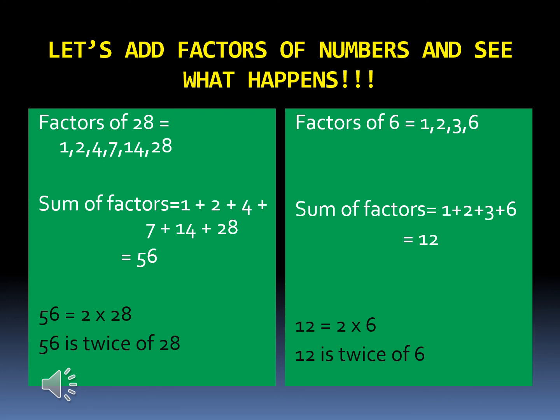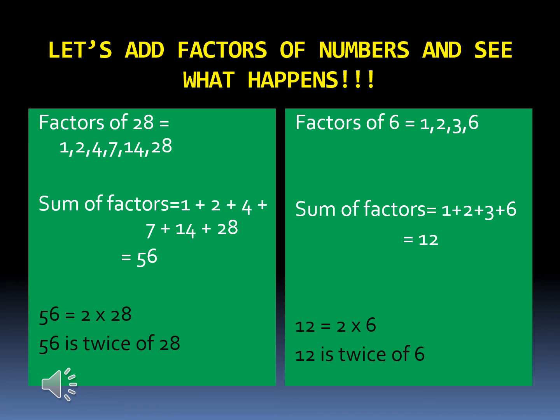Let's add all the factors of a number and see what happens. For example, factors of 28. So 1, 2, 4, 7, 14 and 28 are the factors of 28. Now find out the sum. 1 plus 2 plus 4 plus 7 plus 14 plus 28 gives you 56. Now if you observe, 56 is divisible by 2. So 2 into 28 gives you 56. Or you can say 56 is twice of 28.